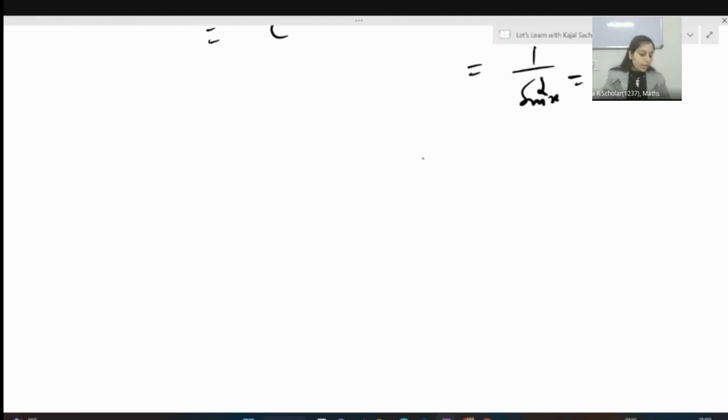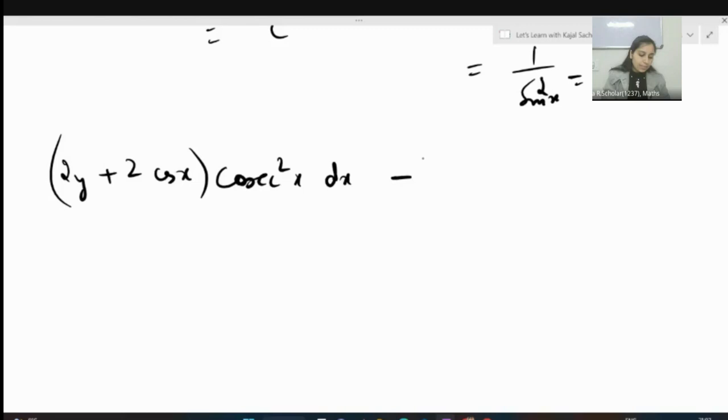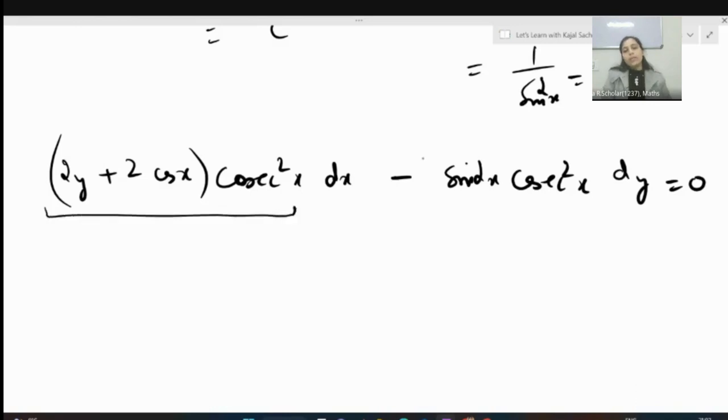So we have the given equation, (2y plus 2 cos x) multiplied by cosecant square x dx minus sin 2x multiplied by cosecant square x dy is equal to 0. Now you can check this equation is exact. Now you can check easily. This equation is definitely exact. Just differentiate this with respect to y and that with respect to x, and take them equal, we get an exact equation.